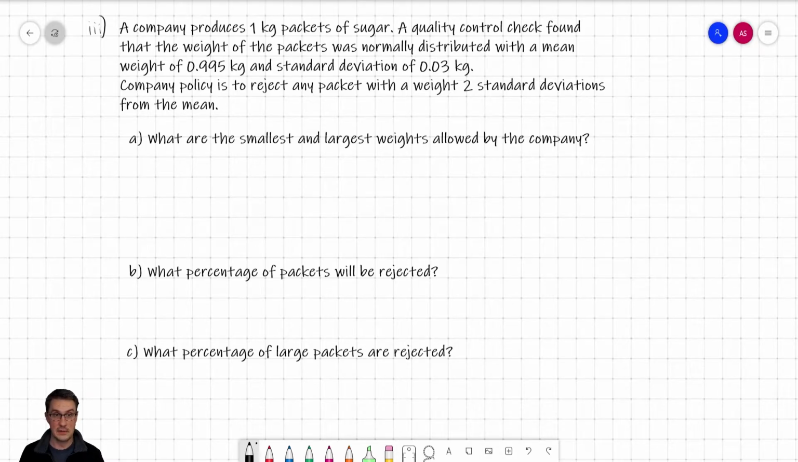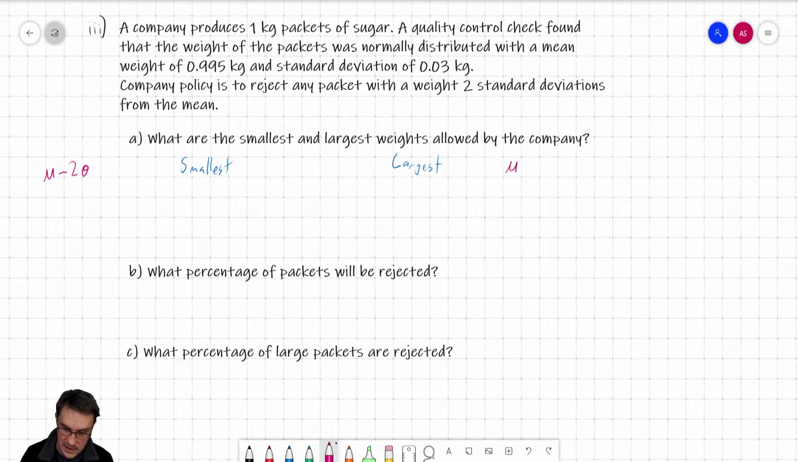So first of all, in part A, we're asked what are the smallest and largest weights allowed by the company. We're going to calculate it for the smallest, and also for the largest. We're going to use the formula where we've got the mean minus 2 standard deviations for the smallest, and for the largest, we're going to use the mean plus 2 standard deviations.